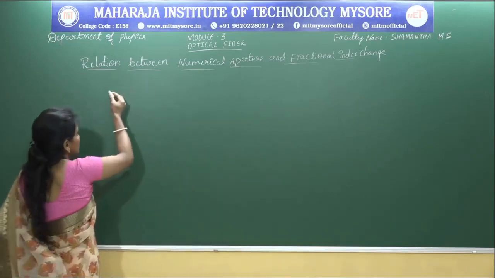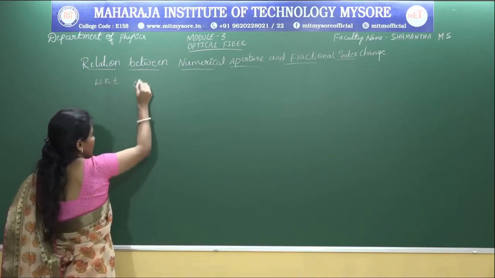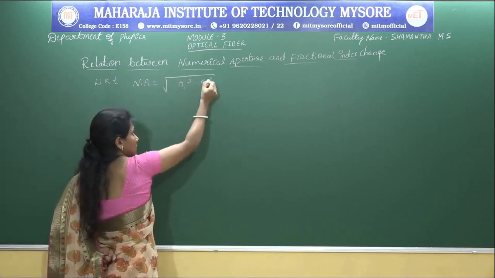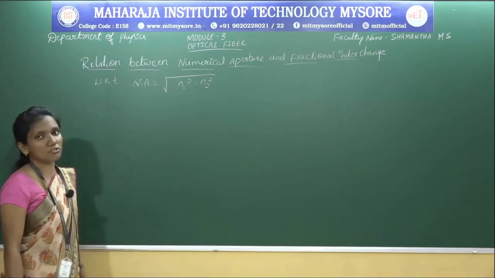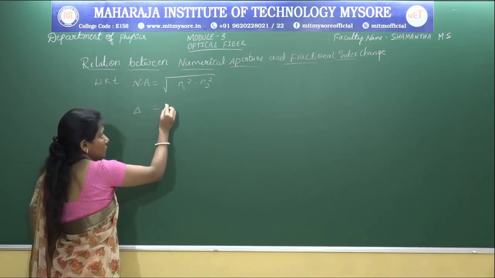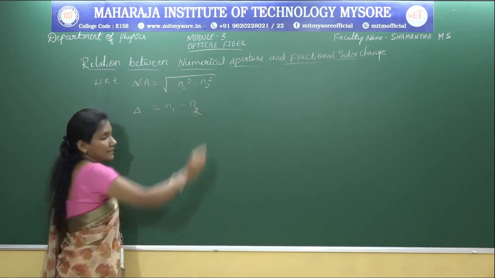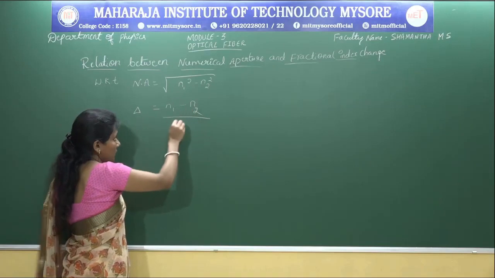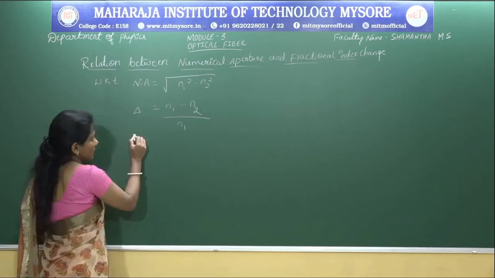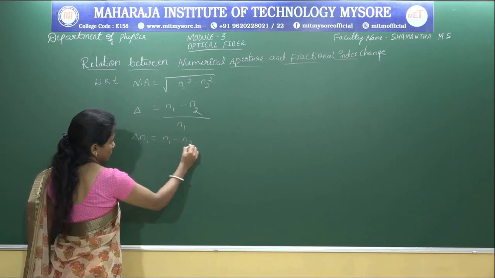Numerical aperture is equal to root of n1 square minus n2 square, right? And what is the fractional index change? That is represented by delta, which is equal to the difference between the refractive index of the core and cladding, divided by the refractive index of the core. Just rearranging that, delta n1 is equal to n1 minus n2.